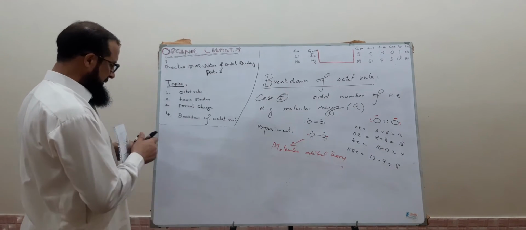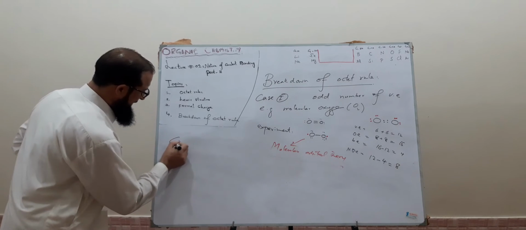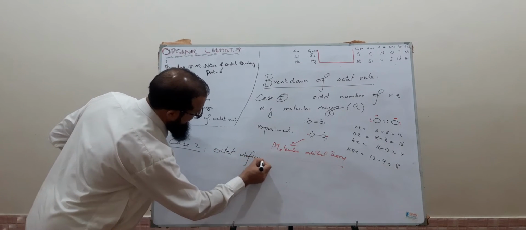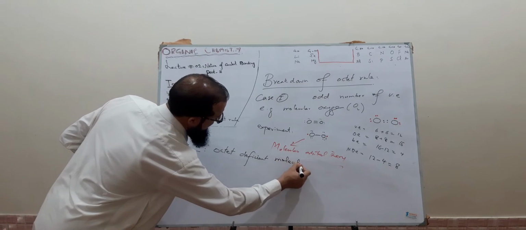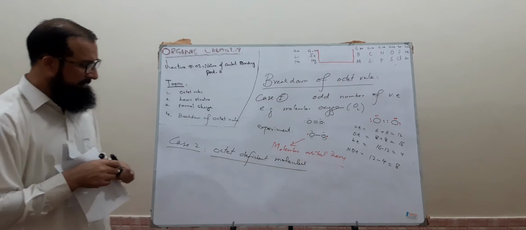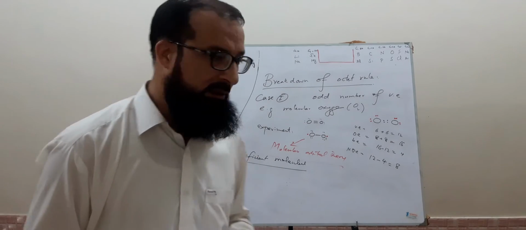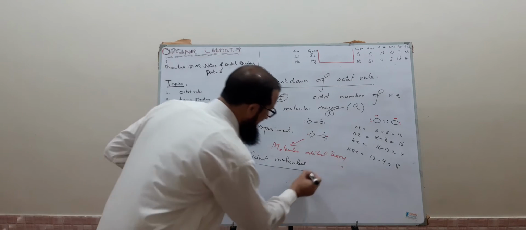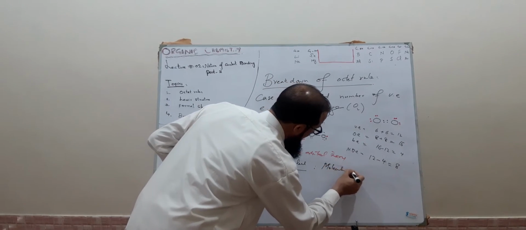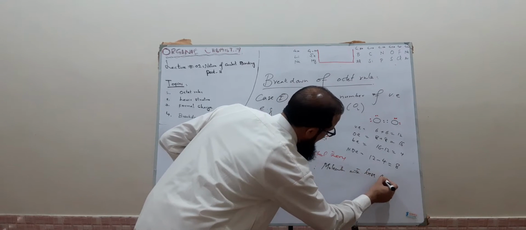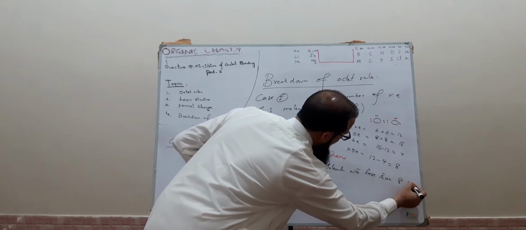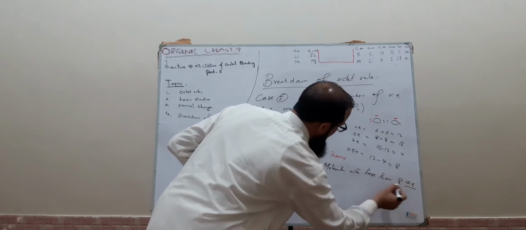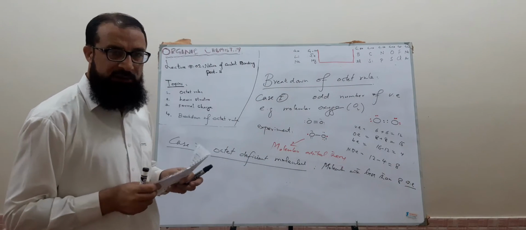Octet depletion molecules. It means molecules which have less than 8 valence electrons around the central atom. That is called an octet depletion molecule: molecules with less than 8 electrons, because they cannot follow the octet rule.